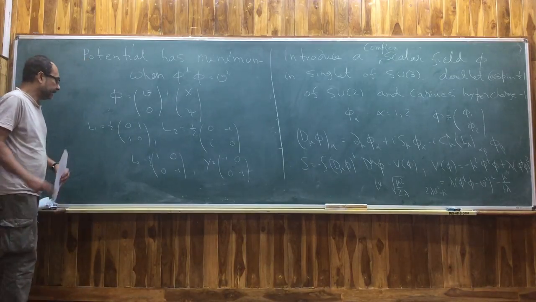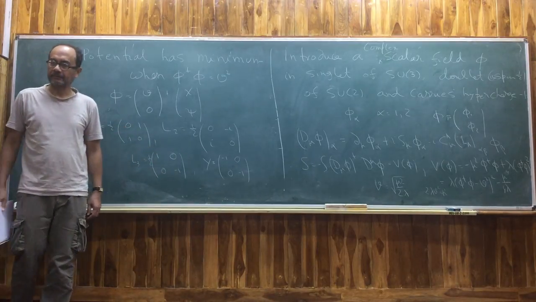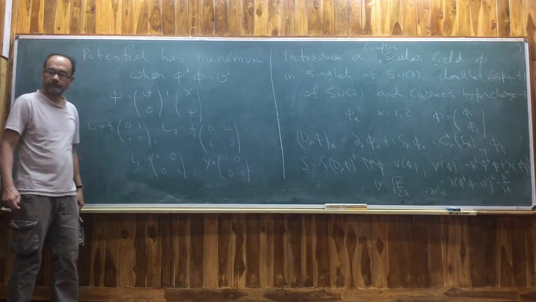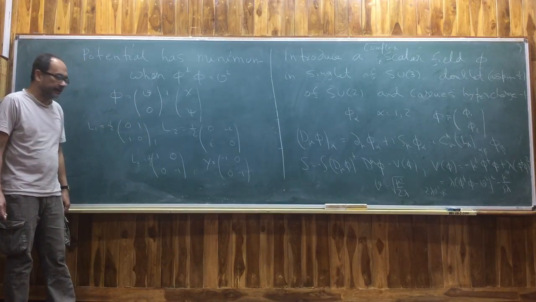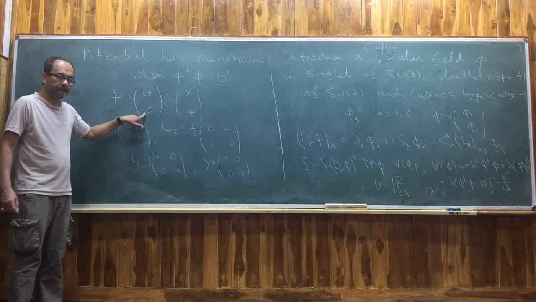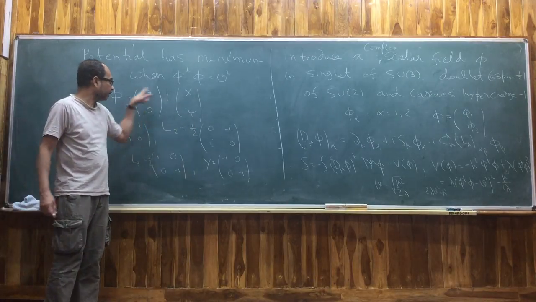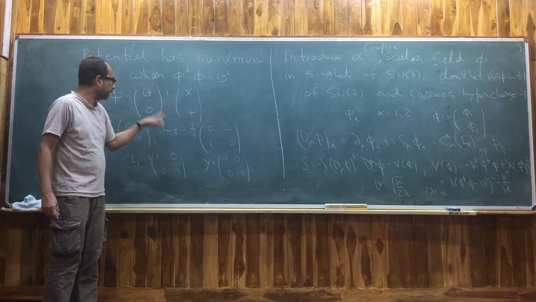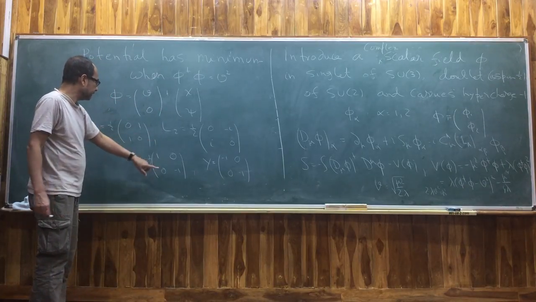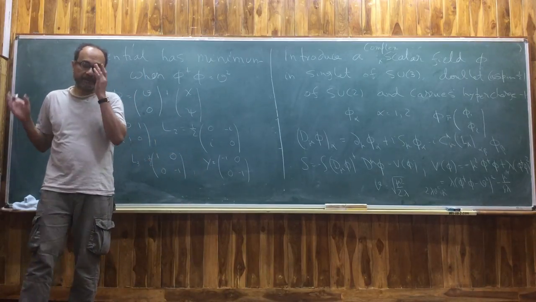Now you can see that if you take any of these four generators and apply it on V0, you will get a non-zero result. 0, 1, 1, 0, what does it do on V0? It gives you 0, V. This one acting on V0 gives you 0, iV. This one gives you V0. This one gives you minus V0. So none of the generators by themselves preserve the vacuum.